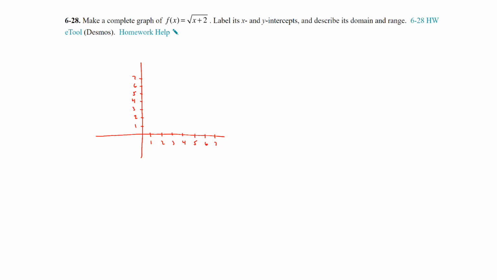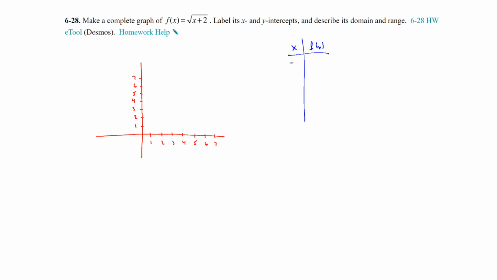Question 28. Make a complete graph of f of x equals the square root of x plus 2, label its x and y intercepts, and describe its domain and range. So if we want to graph this, we graphed these earlier on, but to get an idea of what we're looking at, we're just going to use a t-chart, input output table, and plug some values in. Now if you remember from the beginning of the year, we couldn't just plug in any values because some of those didn't work.